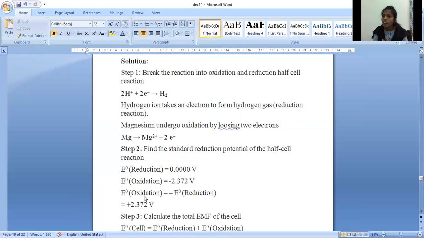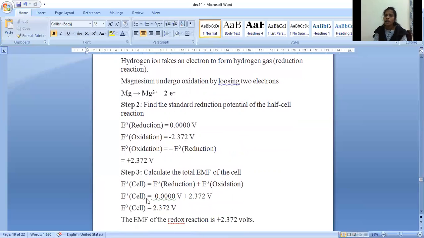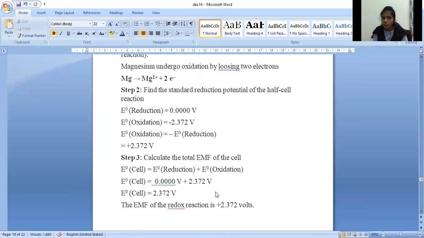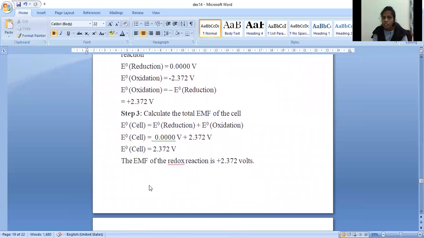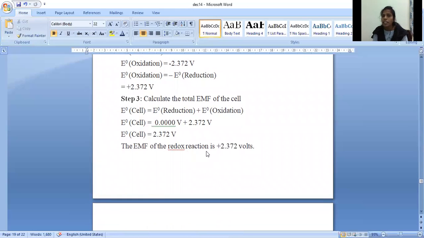So what is the E cell formula? E cell is equal to E naught cell minus 0.059 by n log K, or E naught cell is equal to E naught cathode minus E naught anode. Already we found it here. So this is the EMF of the redox reaction here. That is E naught cell, EMF.